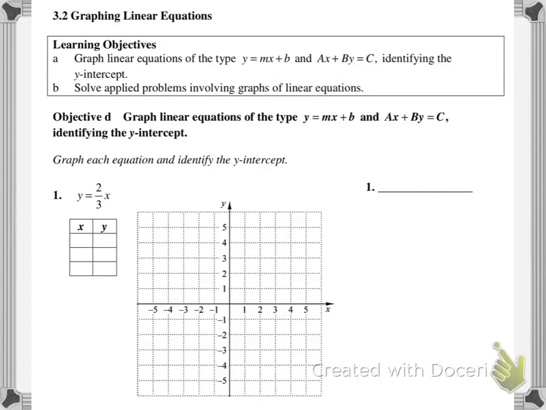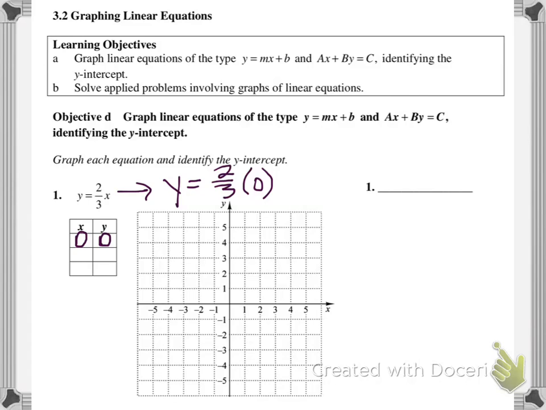I always like to pick 0, so 0 is definitely one x coordinate that I'm going to choose. It's easy to work with. So if I plug 0 into my equation and solve for y, and say y equals 2/3 times 0, then that means y also equals 0.